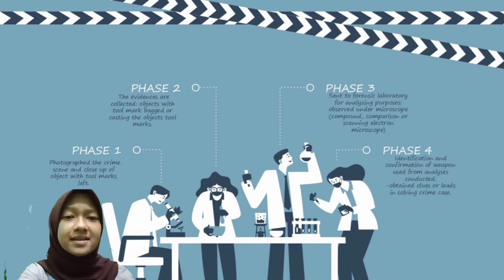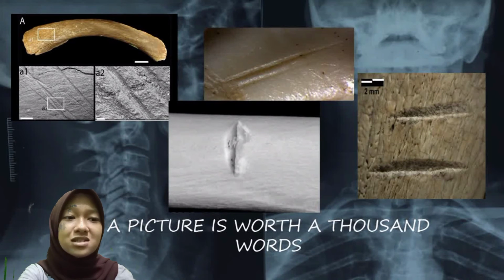Next, forensic scientists will analyze it under a microscope with high magnification for a better view of the characteristics on the bone, such as by using a scanning electron microscope. The unique characteristics observed will help in identification and confirmation of the weapon used by the suspect, hence providing leads to solve the crime.